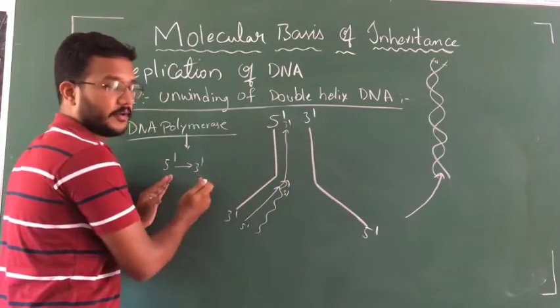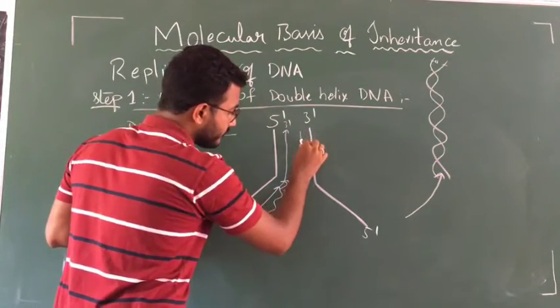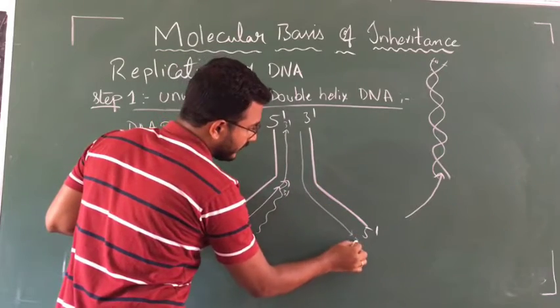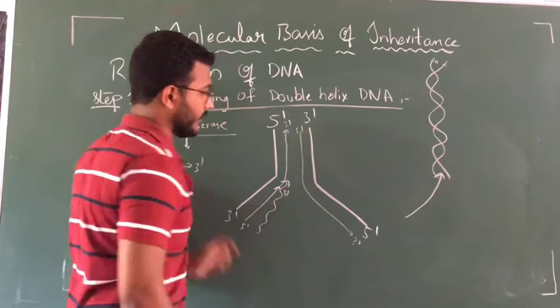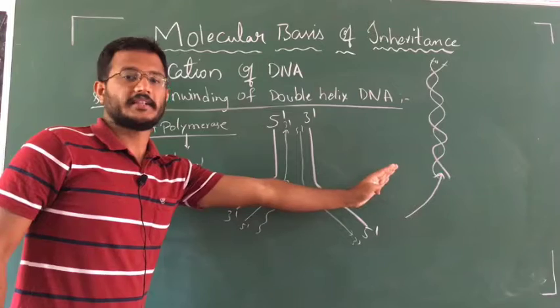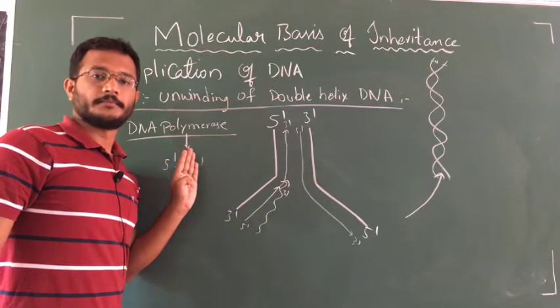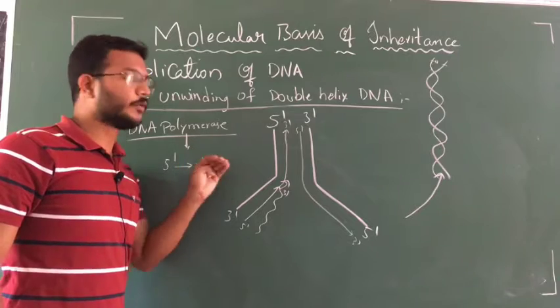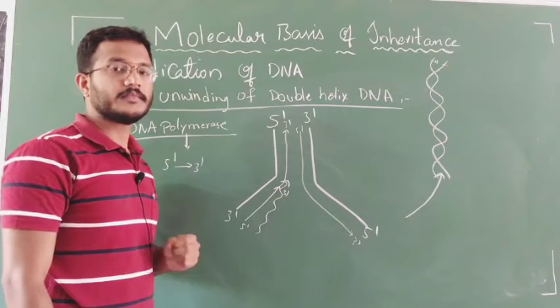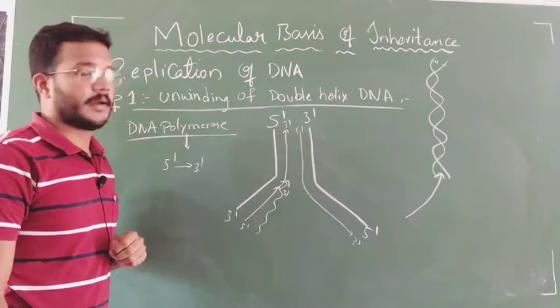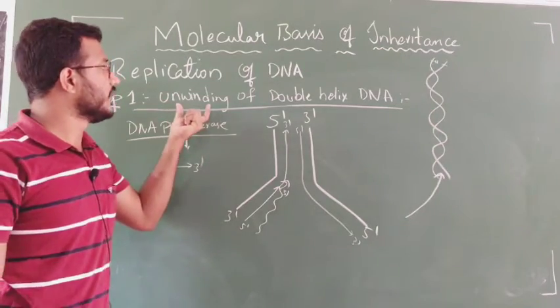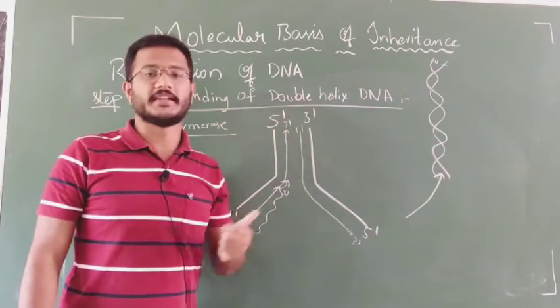This is one DNA molecule. And here, again, like this. 3 prime to 5 prime to 3 prime. So this separates one as a DNA molecule and this separates as another DNA molecule. So this is how the DNA replication happens. So now we discussed about unwinding of double helix DNA molecule.